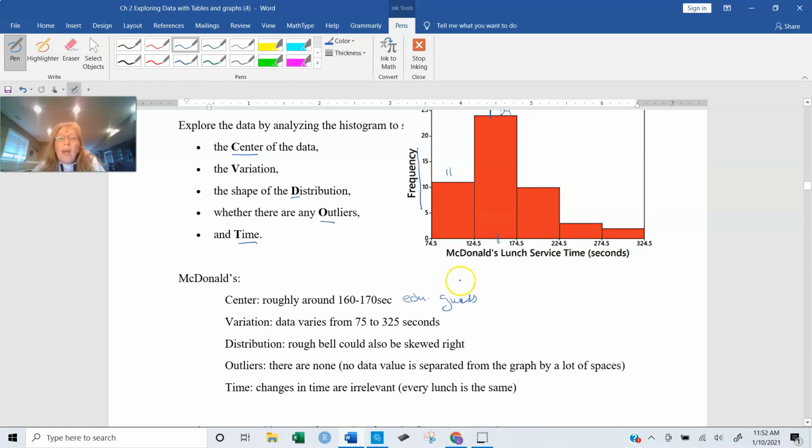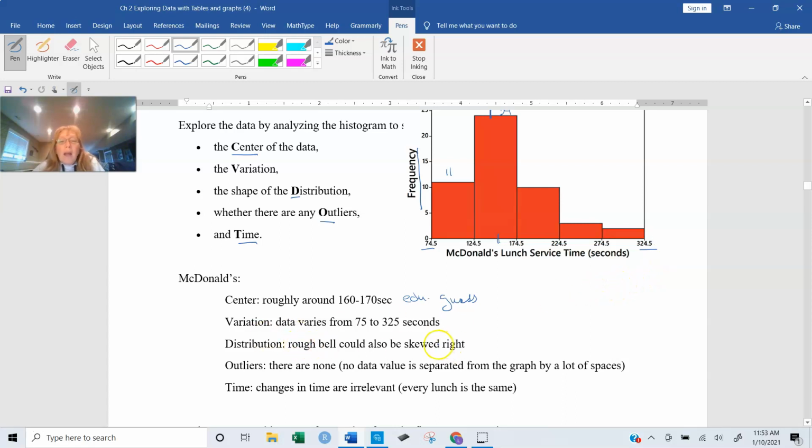We should all be in a general range. If you said 165 to 175, or 170, I don't know if I could really count you wrong. It would be somewhere in this area, so we're including that middle value. The variation of data varies from 75 to 325 seconds. This is how my data varies generally, because we started at 75 and we went to 325. So that's a variation in my data.